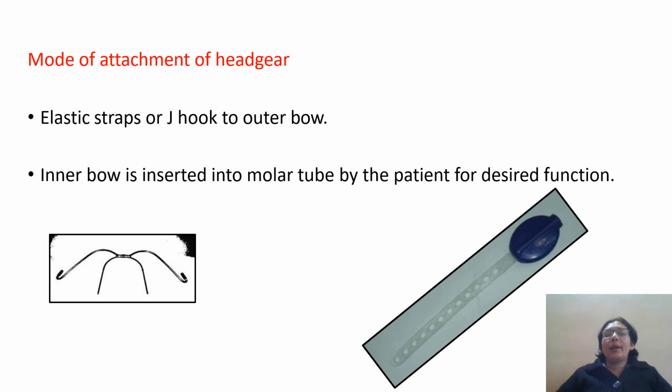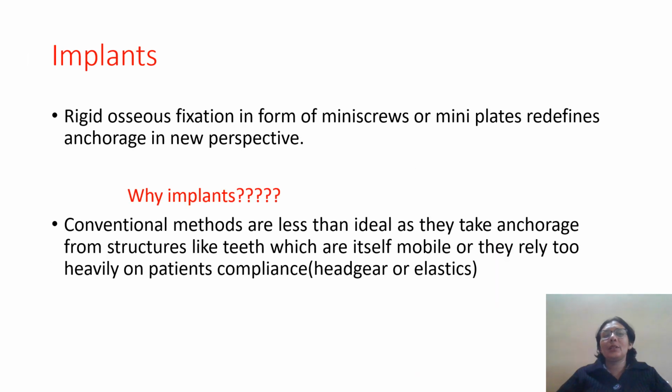Mode of attachment of headgear: headgear elastic straps or J hooks are used on the outer bow. The inner bow is inserted in the molar tube by the patient for the desired function. This is a safety release strap, which is attached to the head cap or the neck cap, and the force is exerted by putting the outer bow into the respective holes. Then that force has to be checked by a force gauge. Normally when we are planning anchorage, 150 to 200 grams of force is sufficient.